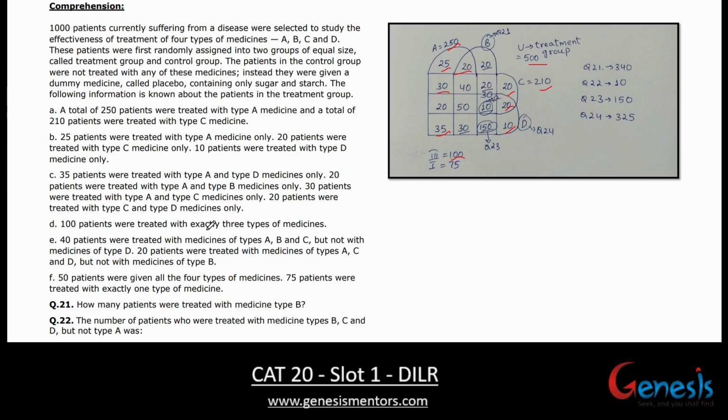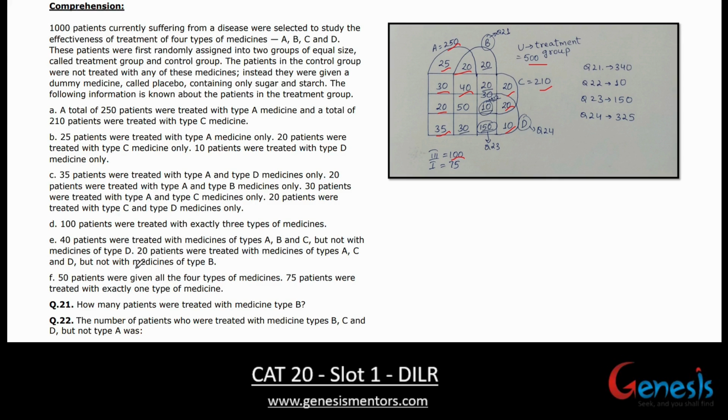40 patients were treated with medicines of types A, B and C but not with medicine of type D. The third region of ABC is 40. D should not be there, which is this. 20 patients were treated with medicines of types A, C and D but not with medicines of type B. B is not needed, right? So the third region of A, C, D is 20, right? So 20 will be this.